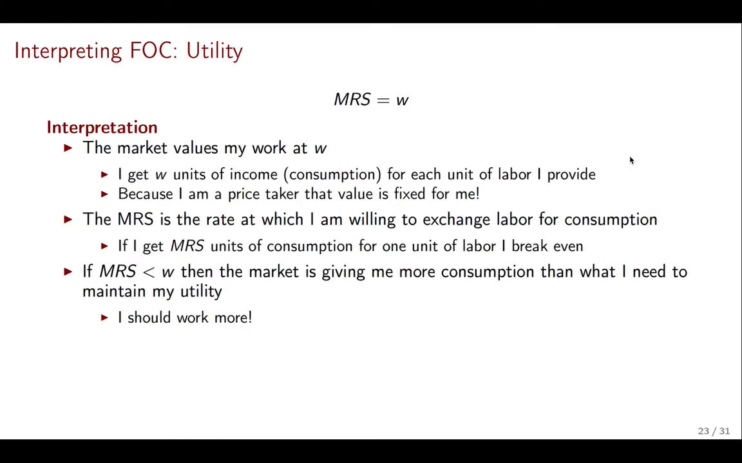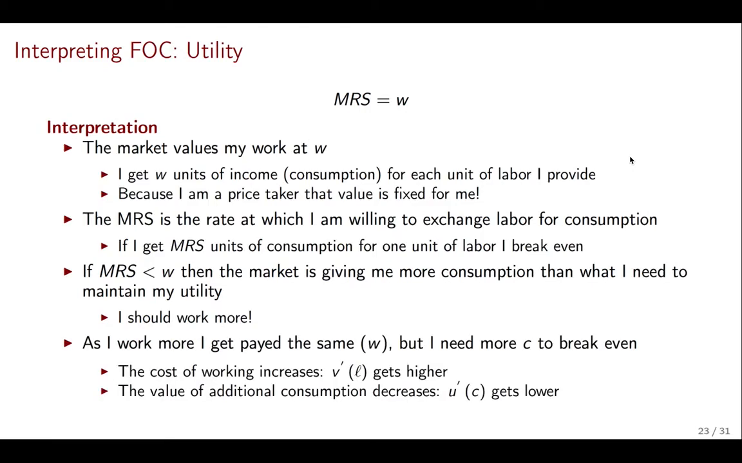If the MRS is less than W, then the market is giving me, as a worker, more consumption than what I need to maintain my utility. I should work more. But as I work more, I get paid the same, but I need to get more consumption to break even. And so the cost of working increases and the utility of that additional consumption gets lower. That's why the marginal rate of substitution is going to increase. And so you keep working up until the marginal rate of substitution is equal to the wage. That's going to be the ultimate conclusion of this, and that's the second way in which we can interpret the utility.